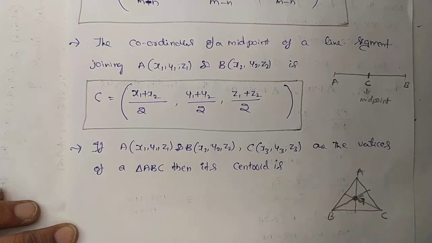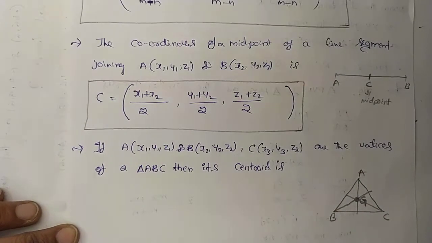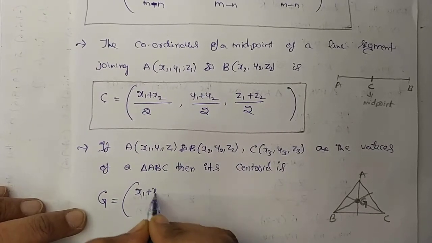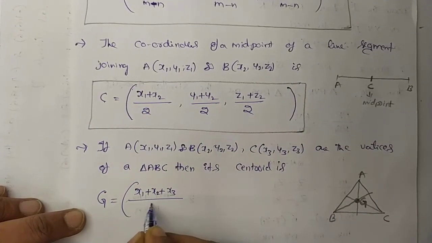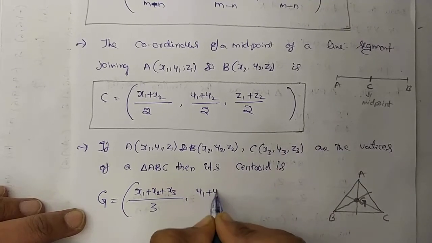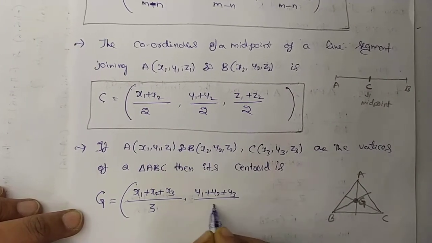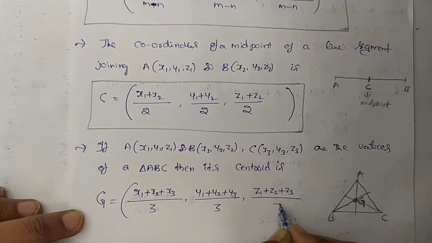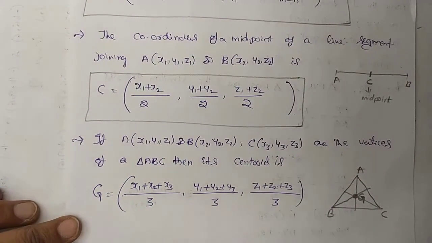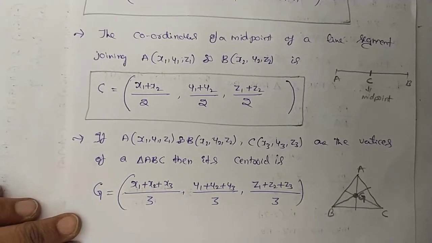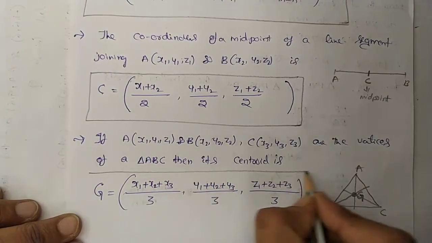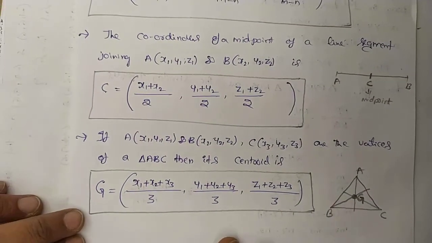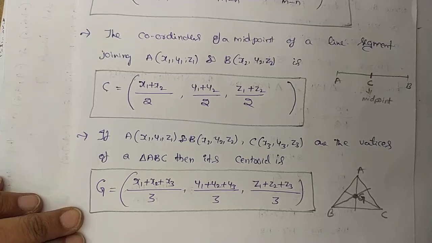The centroid is denoted by the capital letter G. The centroid of a triangle is G equals x1 plus x2 plus x3 by 3, y1 plus y2 plus y3 divided by 3, z1 plus z2 plus z3 divided by 3. Hence, this is the formula to find the centroid of a triangle ABC. Hence, these are the note points.